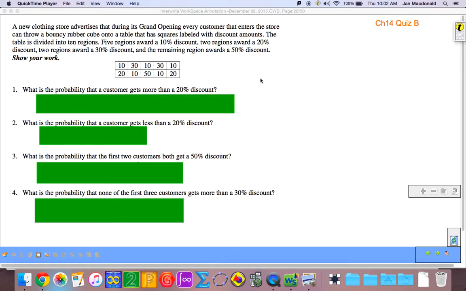5 regions award a 10% discount. 2 regions award a 20% discount. 2 regions award a 30% discount. And the remaining region awards a 50% discount. Taking a look at question 1.